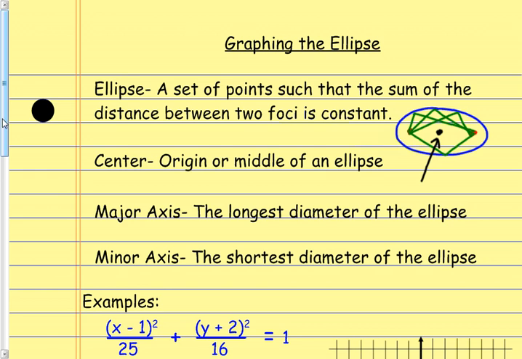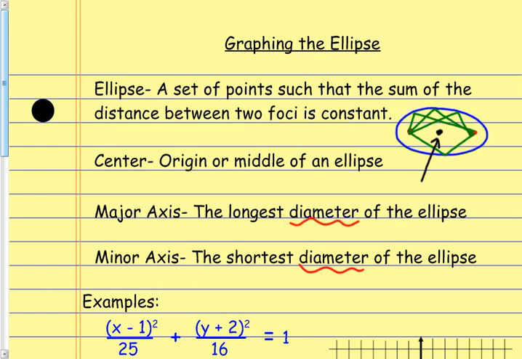The major axis is the longest diameter of the ellipse. And notice we use the word diameter here. We'll talk about the major axis in terms of diameter and radius when we go to graph this thing. The minor axis is the shortest diameter of the ellipse, and again, we'll talk about that in terms of diameter and radius when we start to graph.